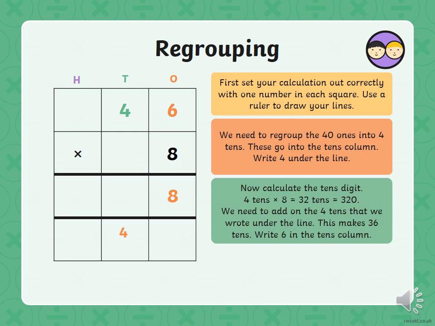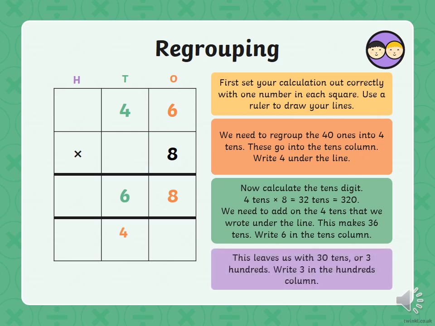Now calculate the tens digit. 4 times 8. So 40 times 8 equals 32 tens, which is 320. We need to add the 4 tens that we wrote under the line. This makes 36 tens. Write 6 tens in the column. So 4 times 8 is 32. And then we've added the 4, which becomes 36. And then that leaves us with the 3 tens in the hundreds column. And then we put the 36 there, like that.